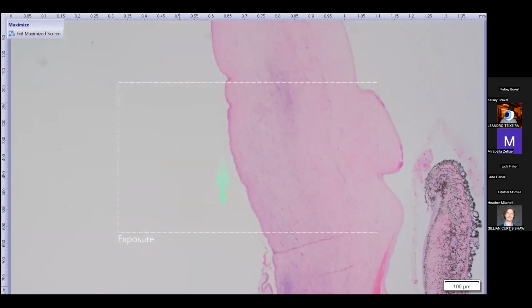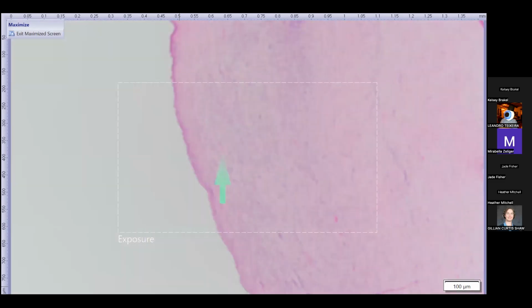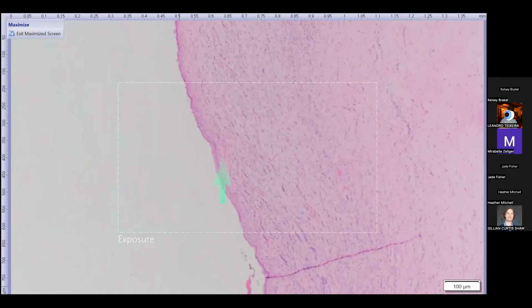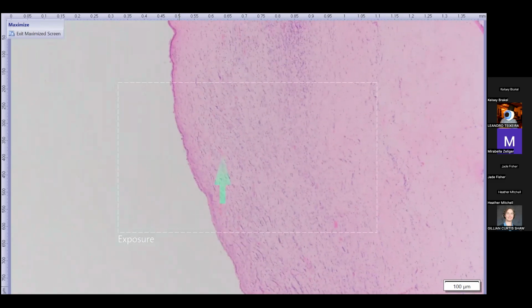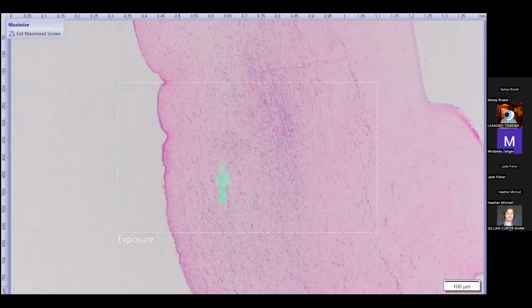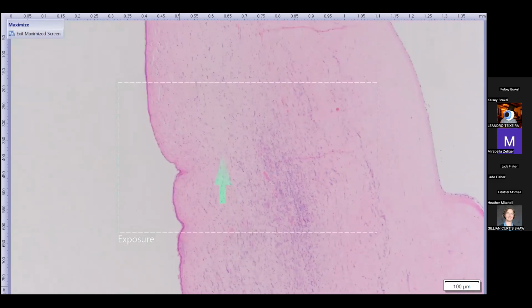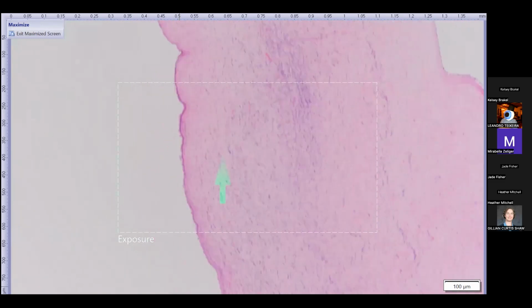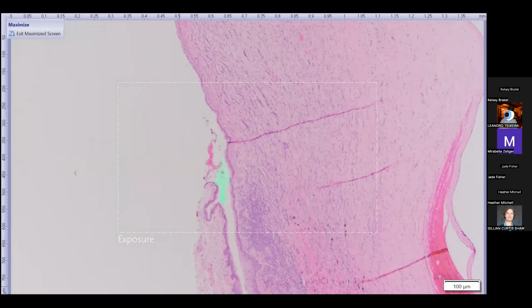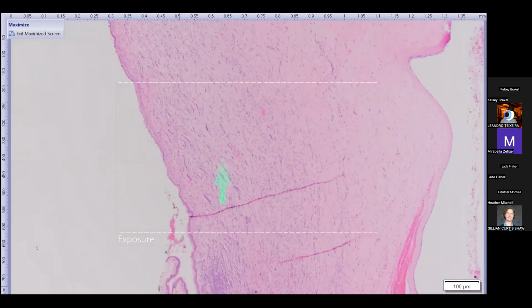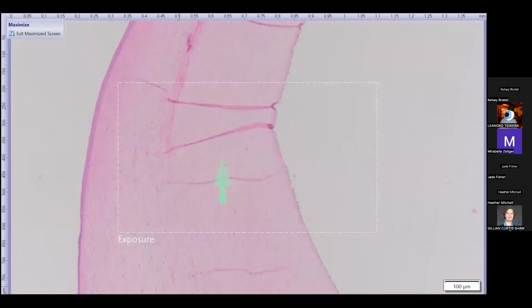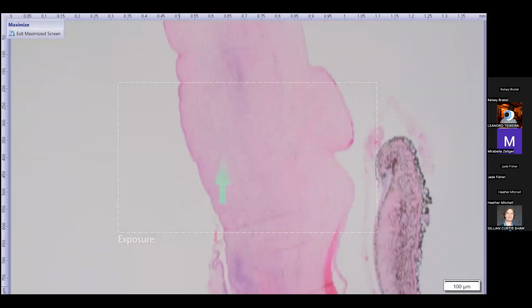So I'll start up at the front here. The corneal epithelium is very thin throughout, and then the underlying corneal stroma is infiltrated with lots of neutrophils. There's fibroplasia, even some blood vessels in here as well. So some pretty good corneal disease there.